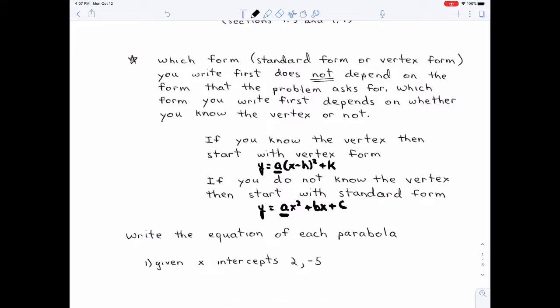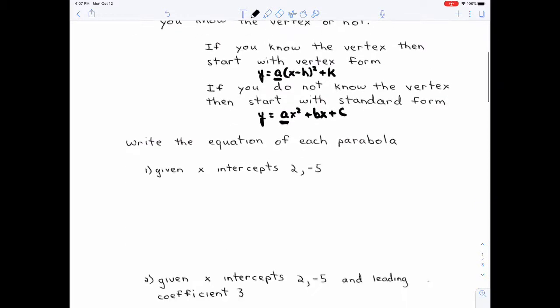Take a look at the two forms. I don't care which form you're writing. What are the first three things you're always going to write? y equals a, y equals a, y equals a. It doesn't matter what the problem is. If you're writing the equation of a parabola, it's going to be y equals a. Then decide whether it's vertex form or standard form. So let's take a look at this.